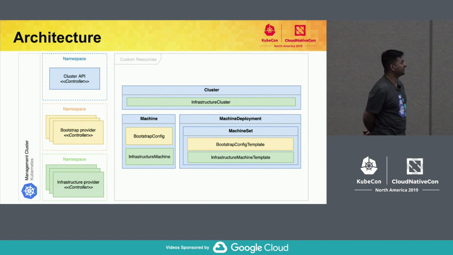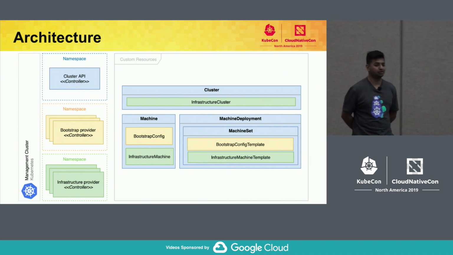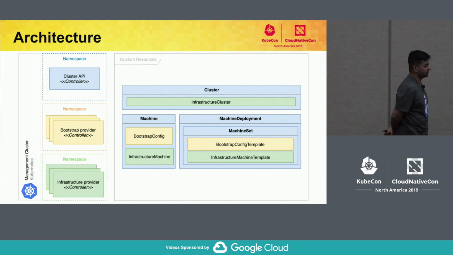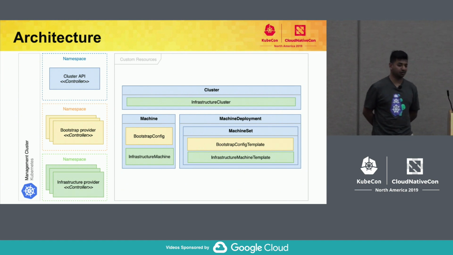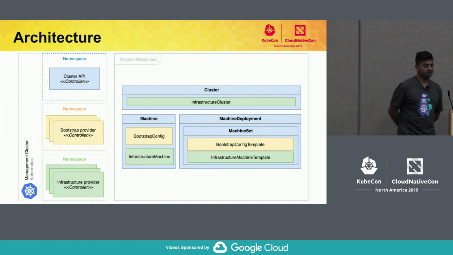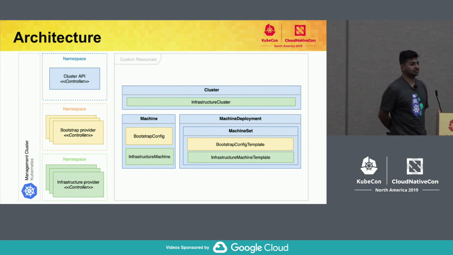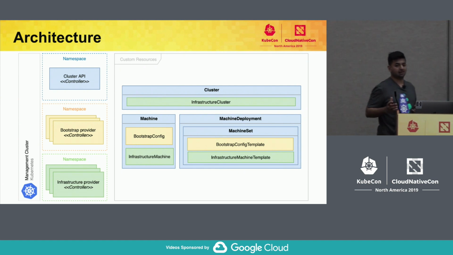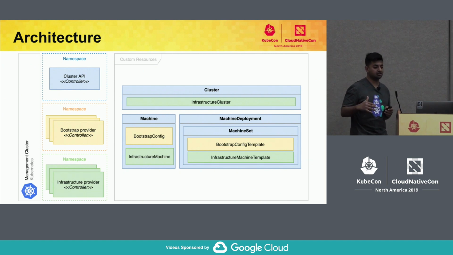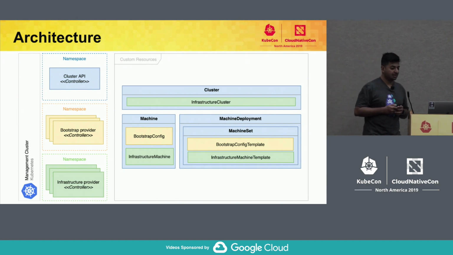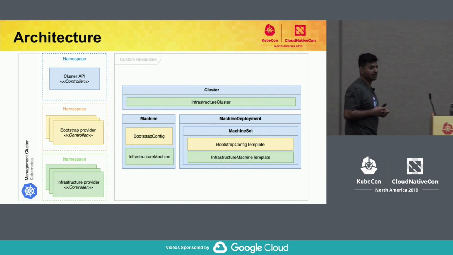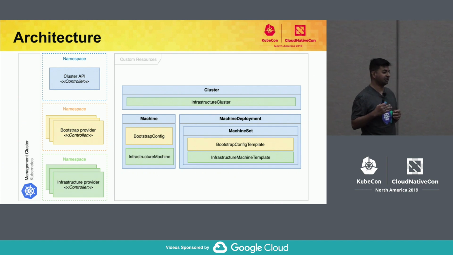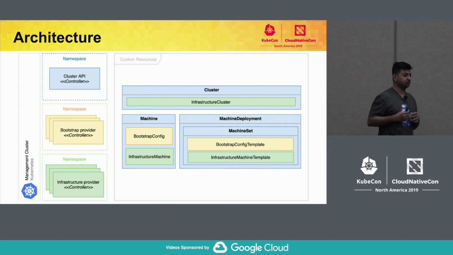So we can see the various controllers, like the core cluster API controller, the bootstrap provider controller, and the infrastructure provider controller, all running in their own namespaces. And then on the right, you can see all the CRDs that we looked at and how they are all related to one another. The cluster holds a reference to the infrastructure cluster. The machine has the bootstrap config and the infrastructure machine. And then the machine deployment has the bootstrap config template and the infrastructure machine template.